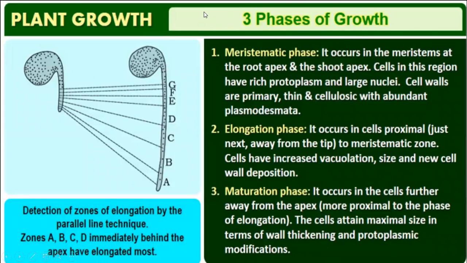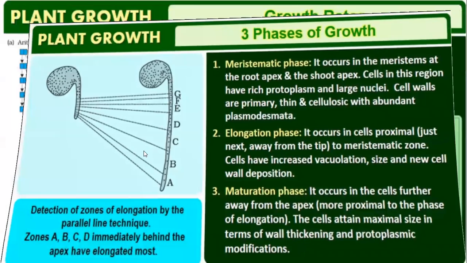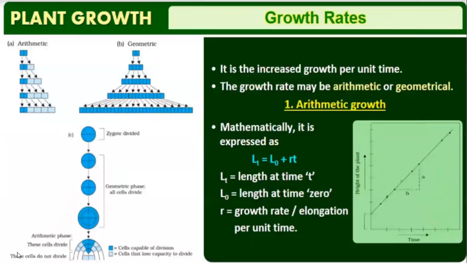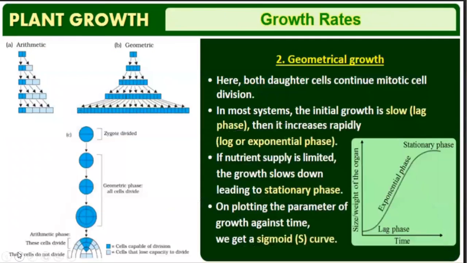In the last class, we learned about the phases of growth, like the meristematic phase, elongation phase, and the maturation phase, and all about the different specialities of the cells found in those particular regions. Then we learned about the arithmetic growth curve. If you plot a graph, you'll get a linear curve. About the equation, we learned that Lt is equal to L0 plus rt, where Lt is the length at time t, L0 is the length at time 0, and r is the growth rate or elongation per unit time. Next, we learned about geometrical growth.